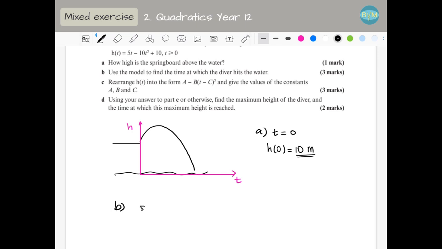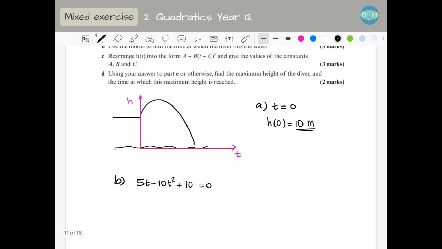So 5t minus 10t squared plus 10 equal to 0. I'm going to reorganize and change the signs and divide by 5, or divide by minus 5 if you want to see it that way. So I'm going to have 2t squared minus t minus 2 equal to 0. So I'm reorganizing, dividing everything by 5 and changing signs. So this one divided by minus 5 is 2, this one divided by minus 5 is minus 1, this one divided by minus 5 is minus 2.